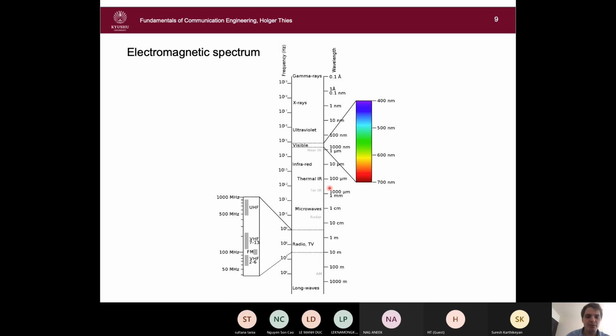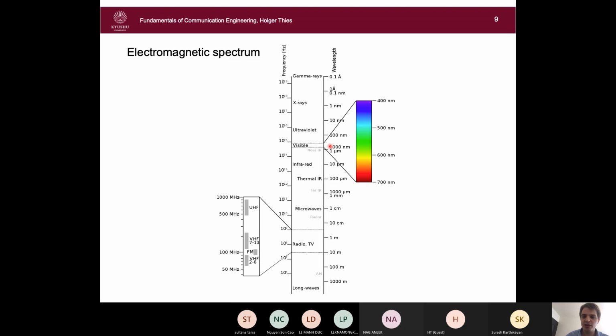Then with even shorter wavelengths, so it goes from highest wavelengths to shortest wavelengths. So with even shorter wavelengths and higher frequencies, we have infrared waves. So infrared waves, for example, there are thermal infrared waves, which are emitted by the sun, fire, and other heat sources. And higher frequency infrared is used, for example, in remote controls.